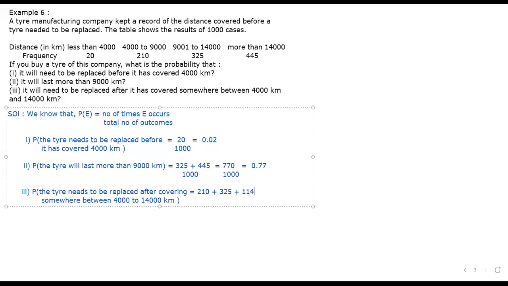Yes, sir. Means that is going to be actually 980. Yes or no? Yes, sir. Because only 20 are not there, because they are less than 4,000. Rest all are more than 4,000 till 14,000. Yes or no? Yes, sir. 980 upon 1000, that is 0.98. Yes or no? Yes.